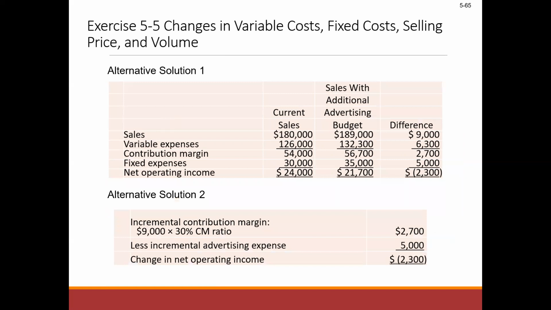Now, here's the alternative one. The alternative for number two is we could just take the 9,000 times our 30% contribution margin, because we know if variable is 70%, the contribution margin is 30%. So here we can see, we can break it down and say, okay, we're going to have an increase in contribution margin of 2,700, but that cost of 5,000 doesn't make it.